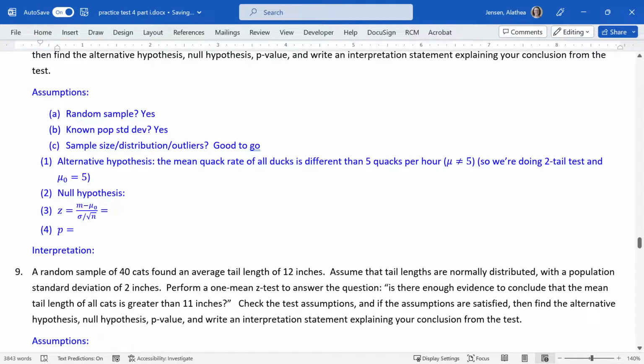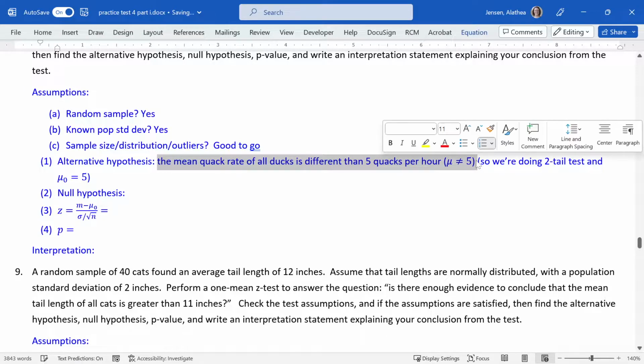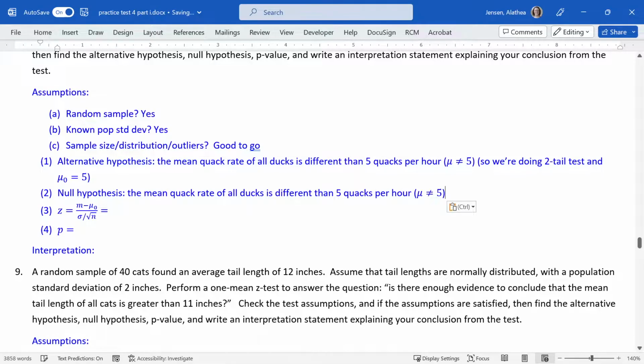All right, so the null hypothesis is just going to be the exact opposite. In fact, maybe I will just copy and paste this and change a couple little things. So the exact opposite would be mu equal to 5 quacks per hour, and then this will be equal as well.